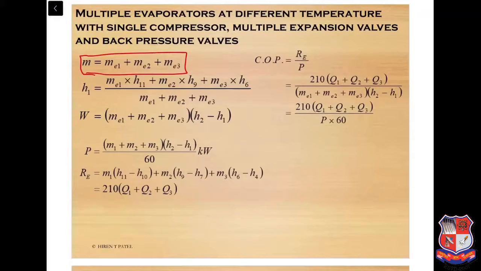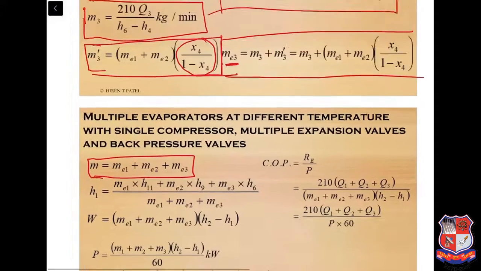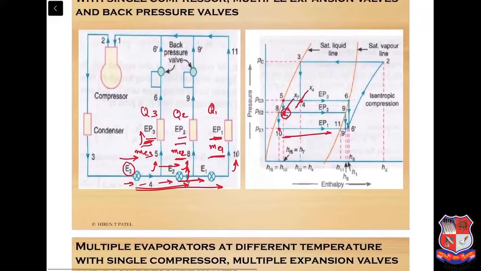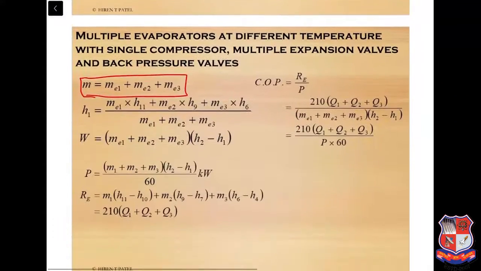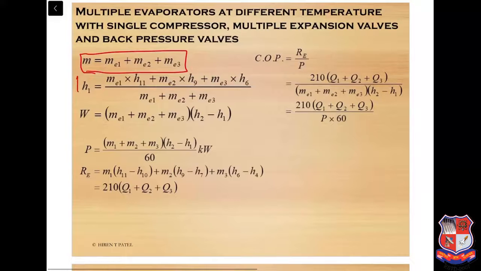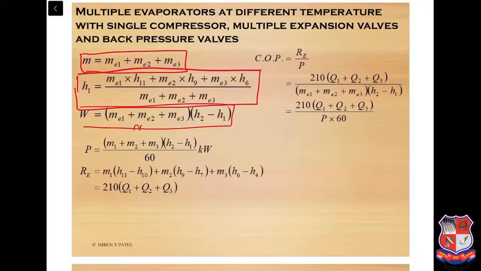Here also the compressor is single, so all the refrigerant coming out from the individual evaporators is mixed before entering the compressor. So H1 will be given by the equation. This is the work done, that is M into H2 minus H1, the refrigerating effect is 210 into Q1 plus Q2 plus Q3, and COP is the refrigerating effect divided by work done.